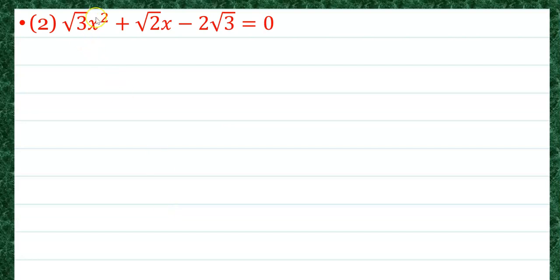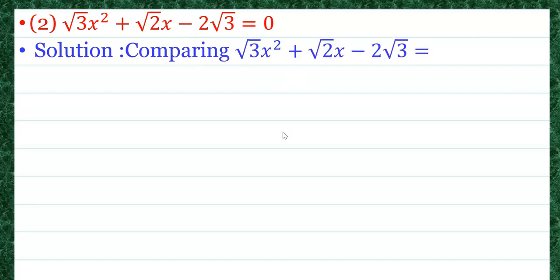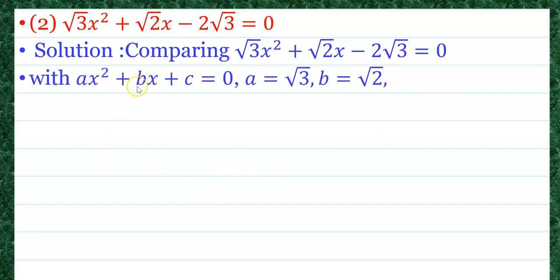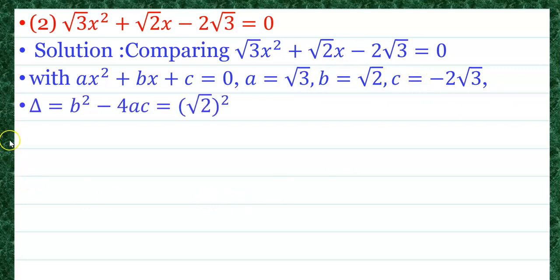√3x² + √2x − 2√3 = 0. Solution. Now comparing √3x² + √2x − 2√3 = 0 with ax² + bx + c = 0. What is the value of a? a is √3, b is √2, and the value of c is −2√3. Therefore, delta is equal to b² − 4ac.